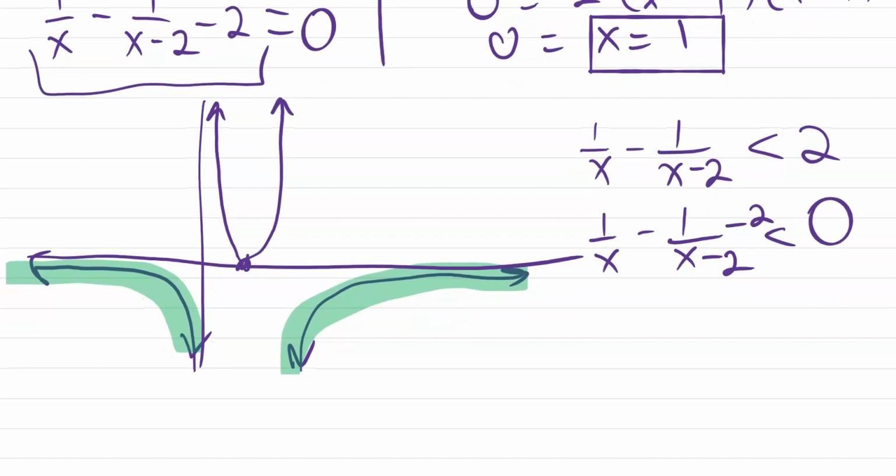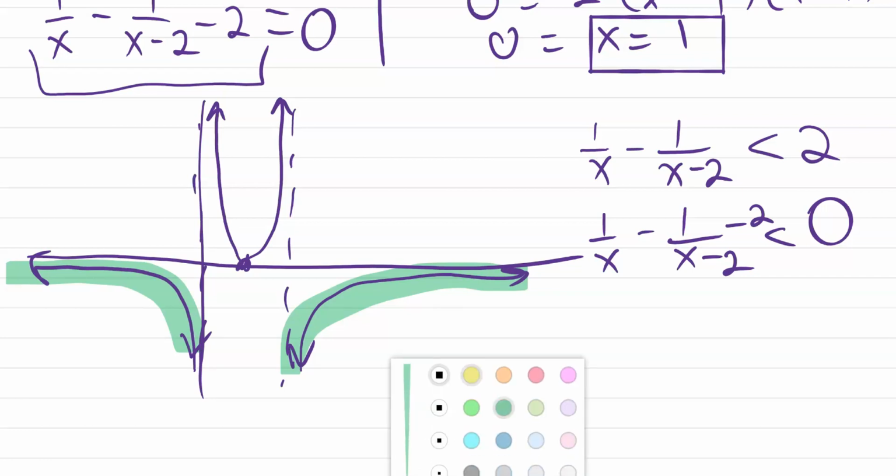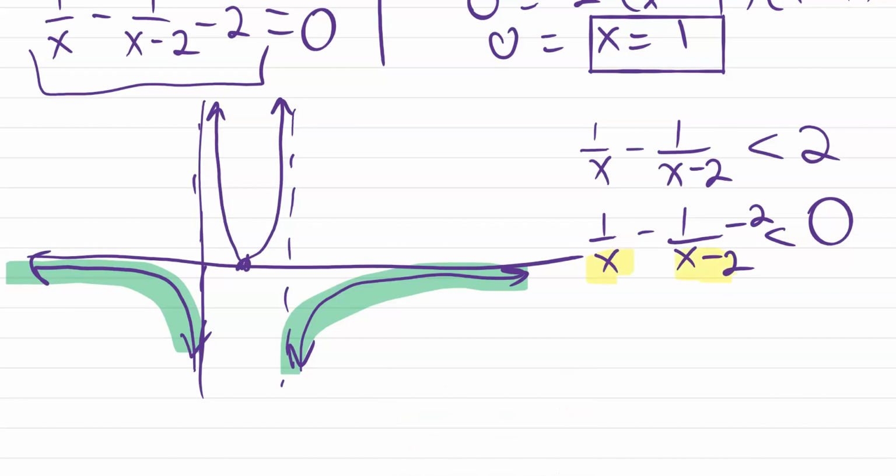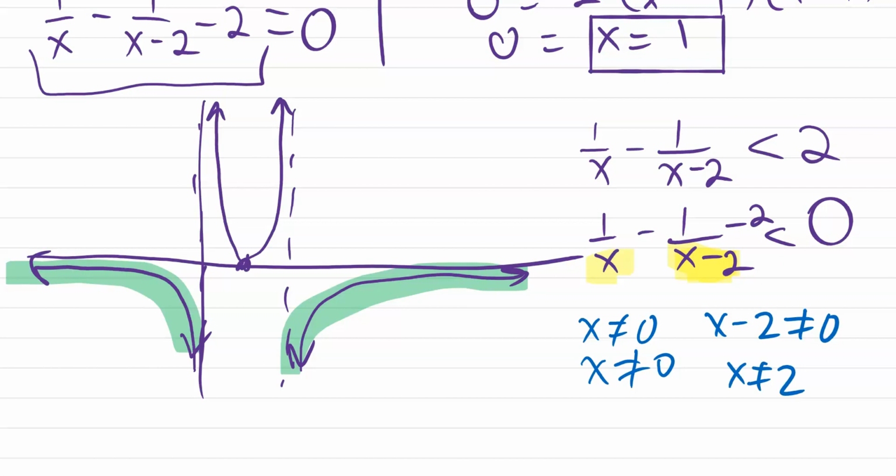But what I need is to figure out what are these vertical asymptotes. They're not hard. You get those from the denominator. First one, x cannot be 0. Second one, x minus 2 cannot be 0. So x cannot be 0 is 1, and x cannot be 2 is the other. So really, where is it below 0? From -infinity up to that first 0, or we can back up at 2 to infinity.